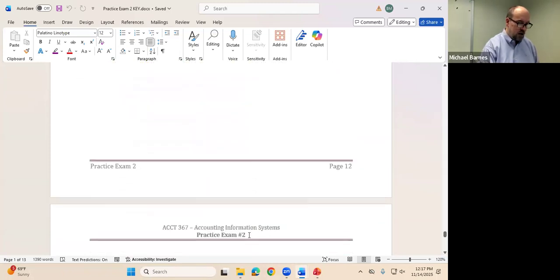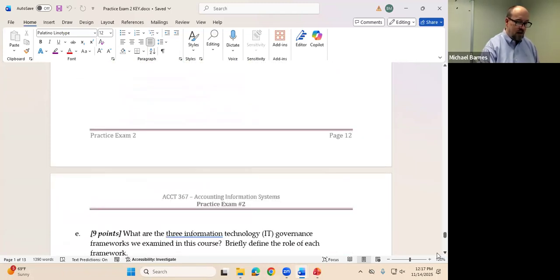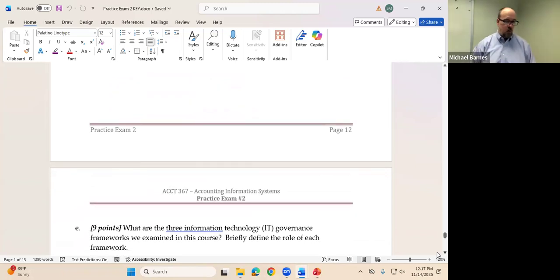And then our final questions. What are the three information or IT governance frameworks that we examine in this course? Define the role of each framework. So our first one is COBIT, Control Objectives for Information and Related Technology. Okay, question always comes up. Do we need to have the actual words here? Will you ask about the actual words? No. Knowing the letters is sufficient. COBIT, ITIL, and ISO 27000 series.